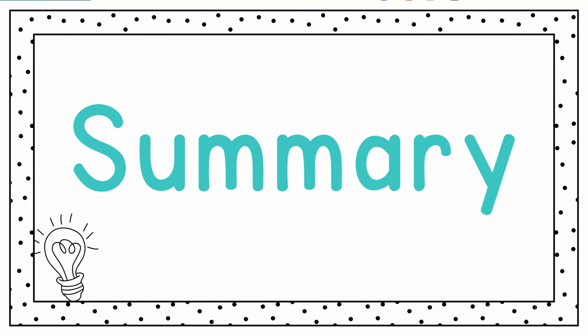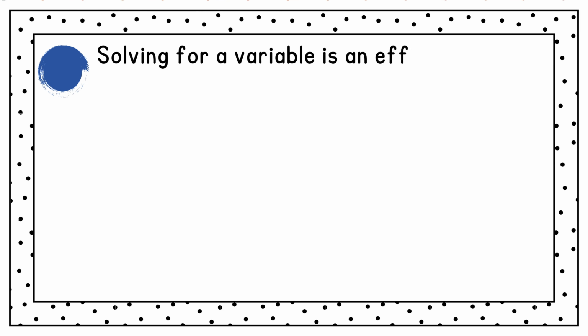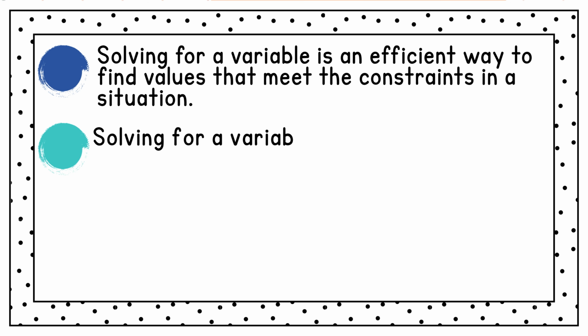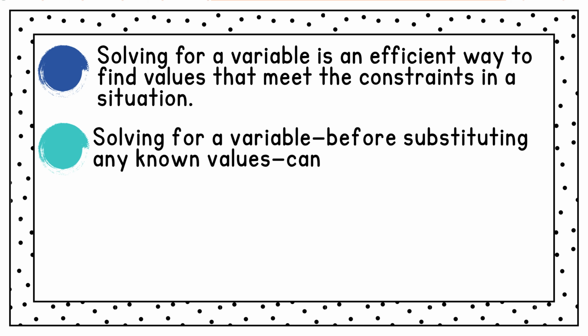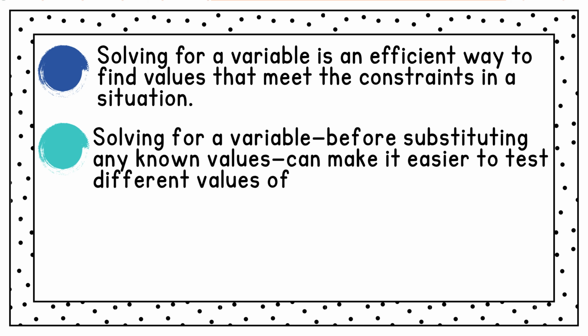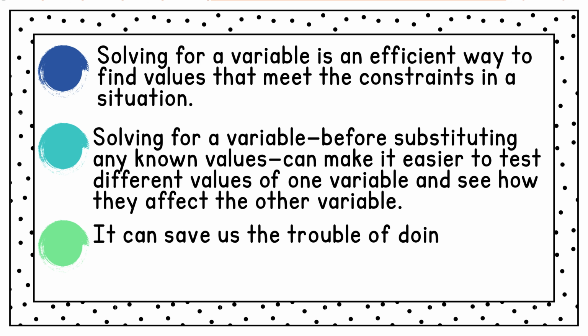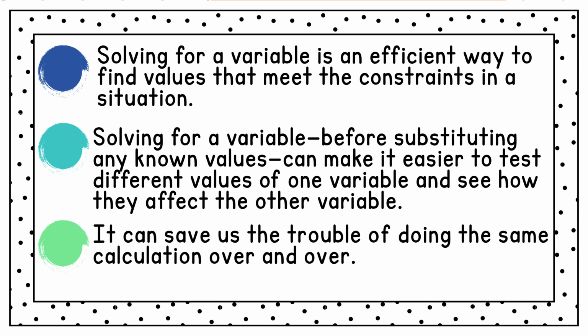Let's summarize what we've learned. Solving for a variable is an efficient way to find values that meet the constraints in a situation. Solving for a variable before substituting any known values can make it easier to test different values of one variable and see how they affect the other variable. It can save us the trouble of doing the same calculations over and over.